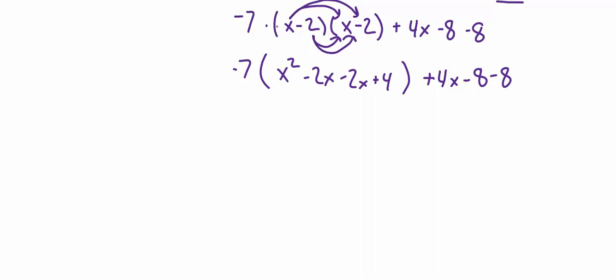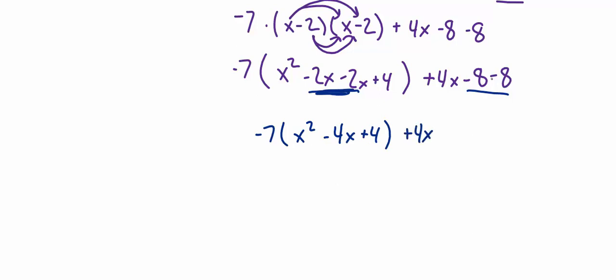Now that negative 7 was being multiplied by all of this. Before I multiply the negative 7 through, you may want to combine the like terms inside the parentheses, and we can also take care of this over here. So in the parentheses we'd have x squared. These combine to give you minus 4x. Copy the plus 4x, and negative 8 subtract 8 will give you negative 16.